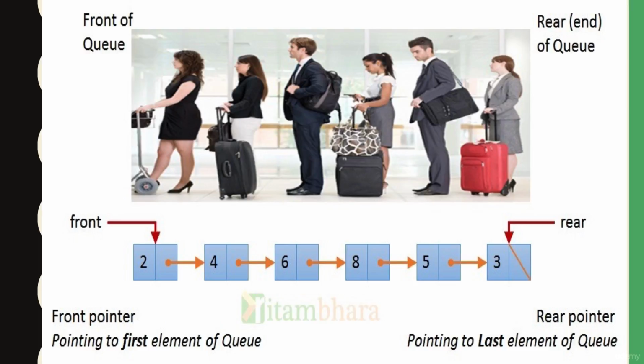The abstract operations on a queue are: bool queue empty, check if queue is empty. Queue new, create new empty queue. Void enqueue, add item at the back. String dequeue, remove item from the back. The queue implementation.